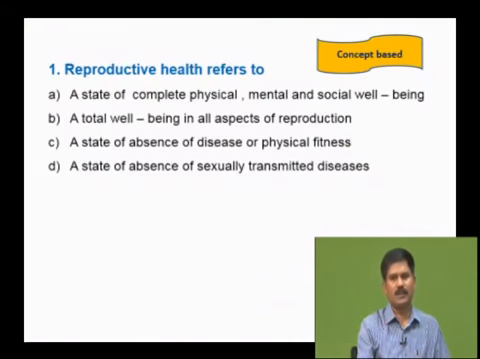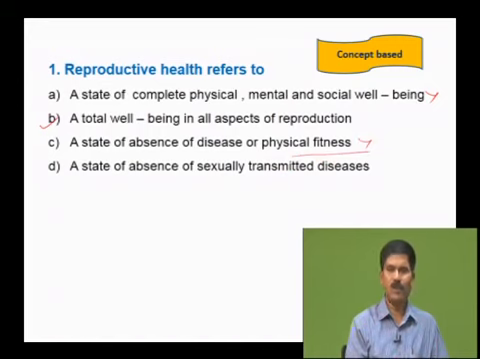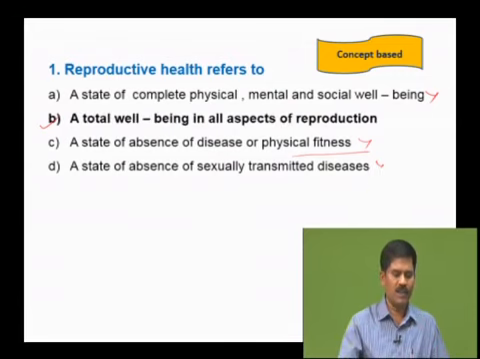So let us take up some of the questions from this chapter. Reproductive health refers to, look at the options, a state of complete physical, mental and social well-being. This is the definition of health given by WHO, World Health Organization. So therefore this is not the right option. A total well-being in all aspects of reproduction, that is what reproductive health is. A state of absence of disease or physical fitness is not applicable to this question. And a state of absence of sexually transmitted disease is also not applicable. So therefore the right option is B.